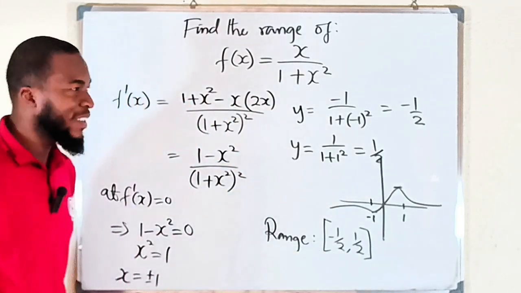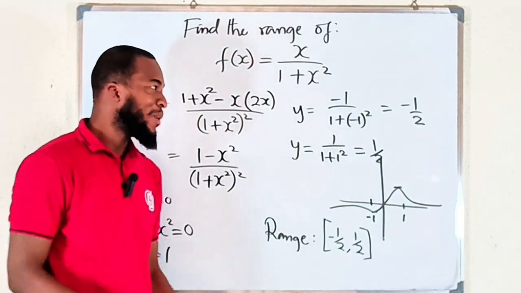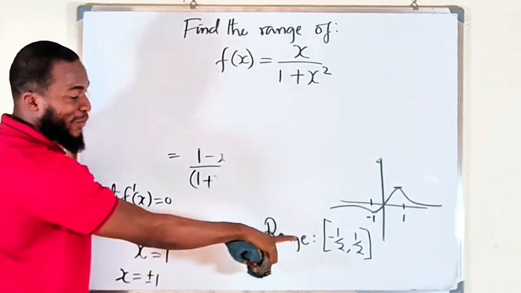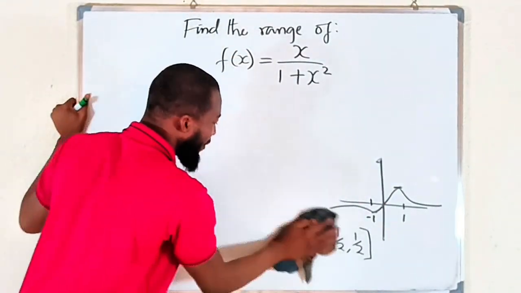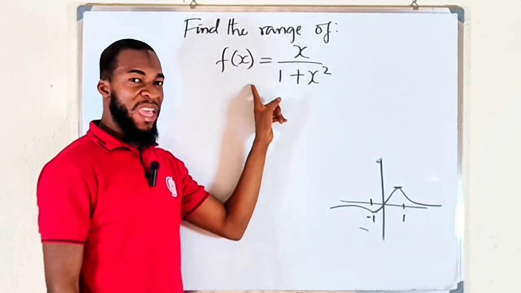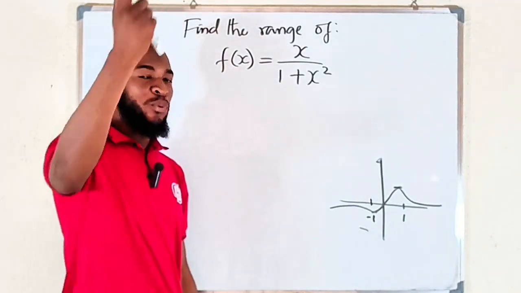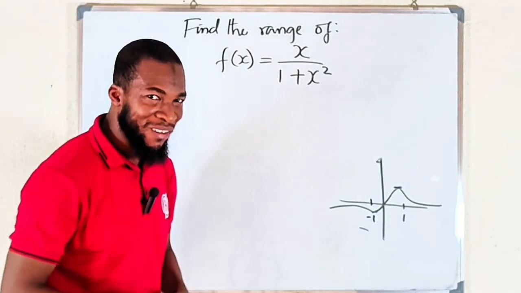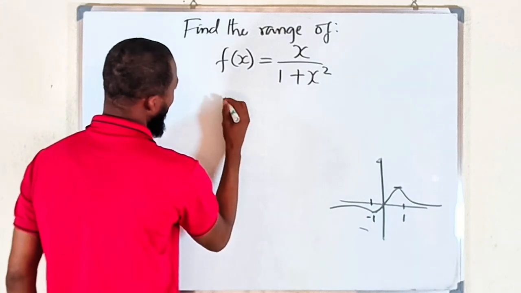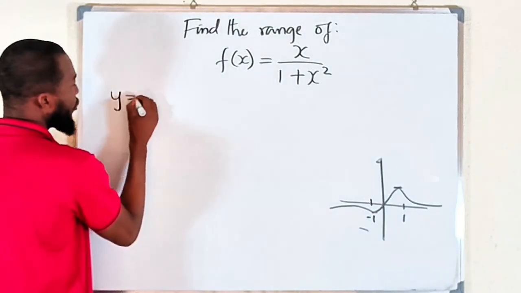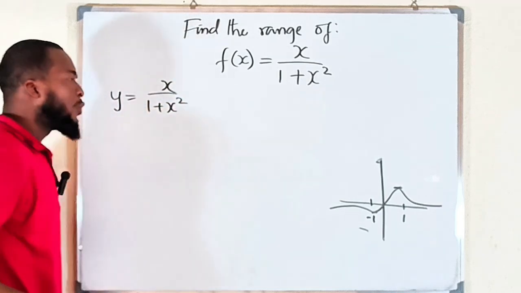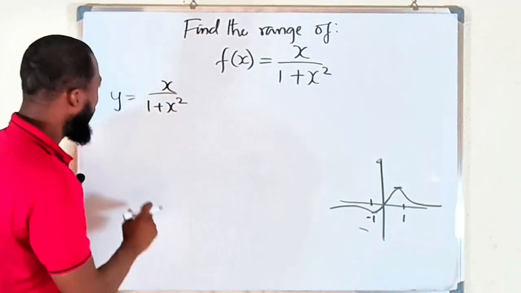This is our range. But let me show you the second method. But remember the final solution, from negative 1 over 2 to positive 1 over 2. Remember, the input here will be the output for the inverse function, right? So instead, let us write this one as y. y equals x divided by 1 plus x squared. So let us make x the subject.